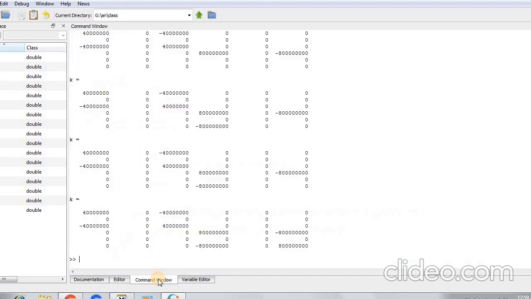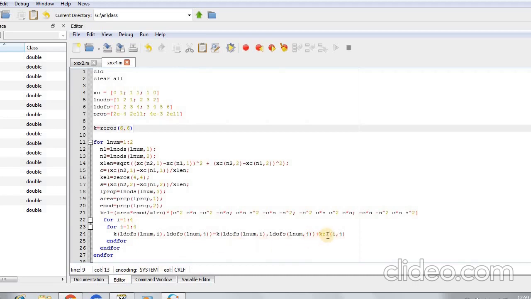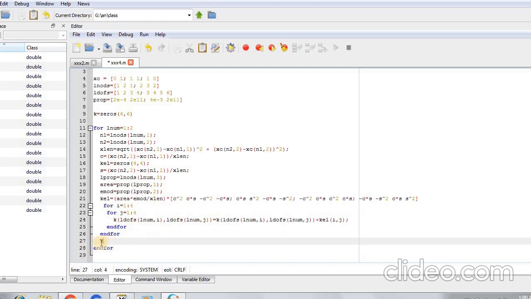Command window. So see here, okay, I will just put a semicolon here, and just before going on to the next element, I will put one K. That is, it is taking the first element, putting it in the assembled system stiffness matrix K, and then going to the next element. But before going to the next element, it is just printing K. So let us see what happens.